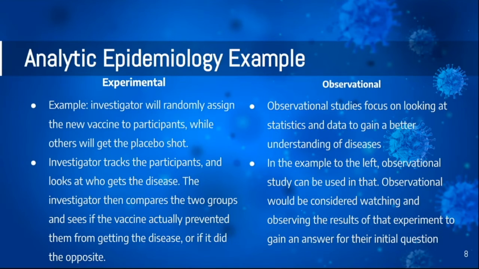Here we have two examples of analytic epidemiology. For experimental epidemiology, an investigator will randomly assign the new vaccine to participants while others will get the placebo shot. They then track the participants and look at who gets the disease. The investigator then compares the two groups and sees if the vaccine actually prevented them from getting the disease or if it did the opposite.